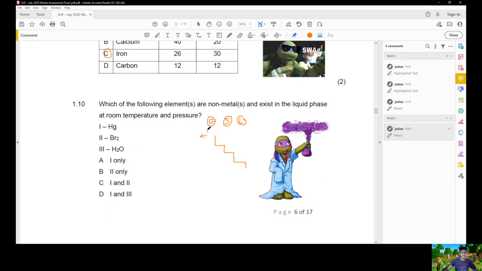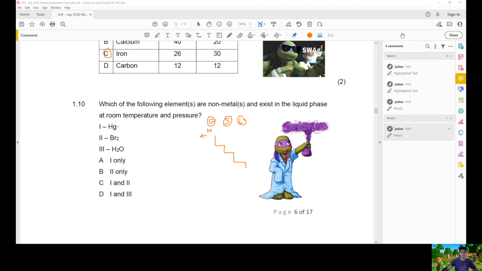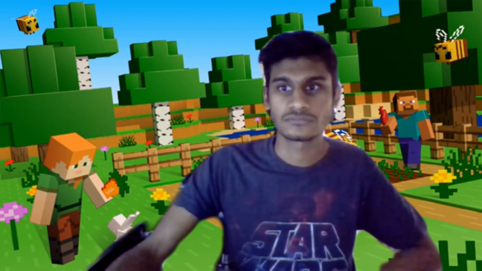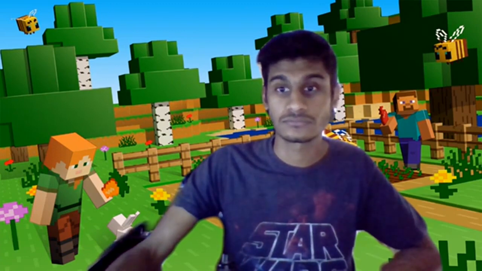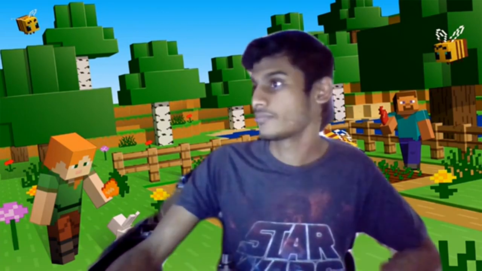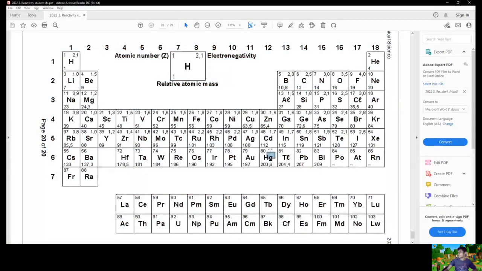Everything on the left was a metal. So Hg, again, going to go back to my periodic table. Hg over here is on the left-hand side of the steps, or if you're familiar with mercury, it is a metal and it is a liquid. The second option, Br2, that's bromine over here, is a liquid at room temperature. It's on the right of the steps, which is a non-metal. And 3, H2O, is not on the periodic table because it is a compound, not an element.